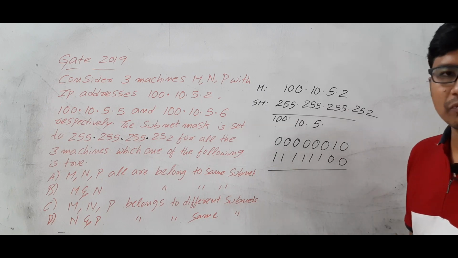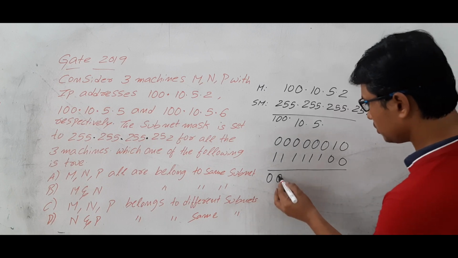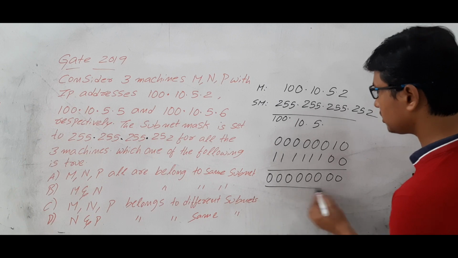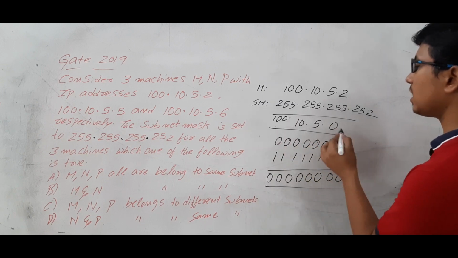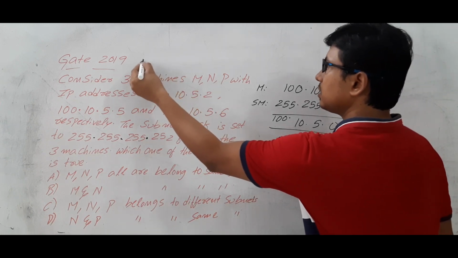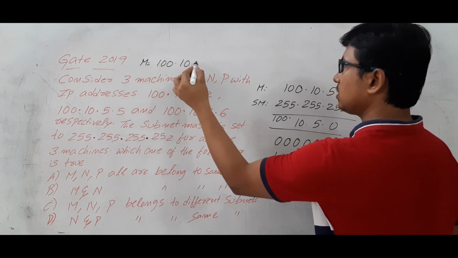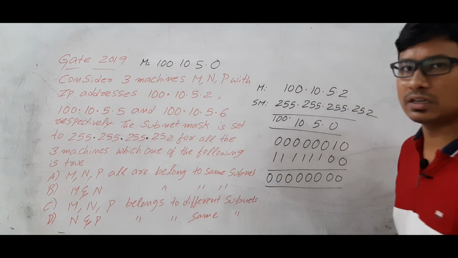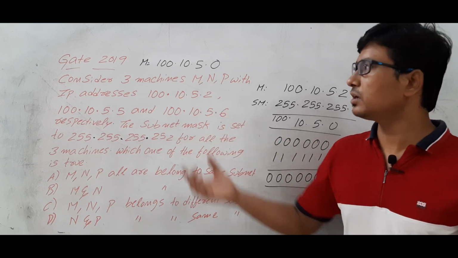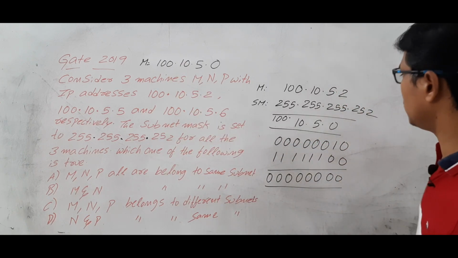So you perform the bitwise AND. What will you get? 0 and 1 is 0, 0, 0, 0, 0, 0, 0, 0. Everything you got is 0. So the subnet ID for M is 100.10.5.0. Meaning, this machine M belongs to the subnet whose subnet ID is 100.10.5.0.